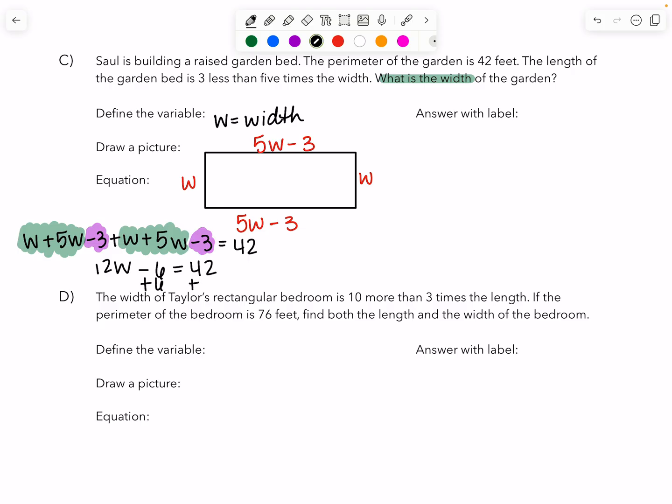Add 6 to both sides. So I get 12W equals 48. Divide both sides by 12. So W equals 4. All right, and then my final answer needs to have a label in it. So W equals 4, and then feet. If you abbreviate feet to FT, that is fine as well.